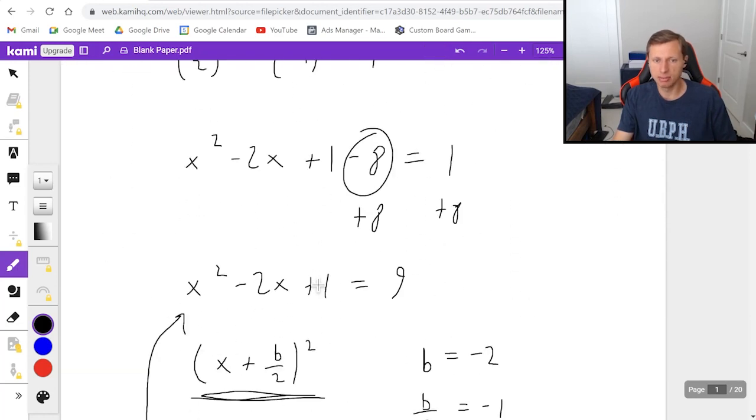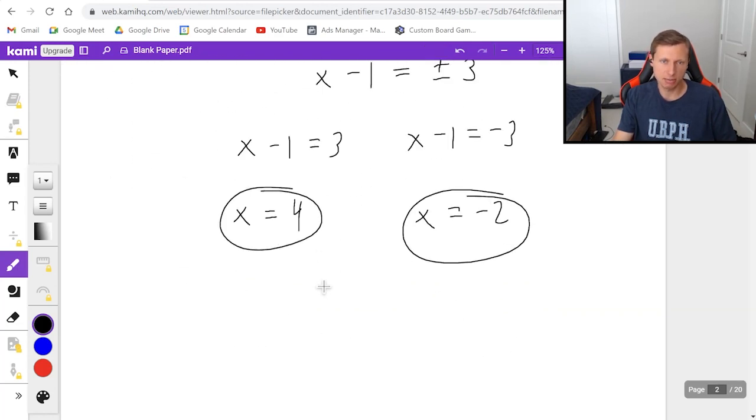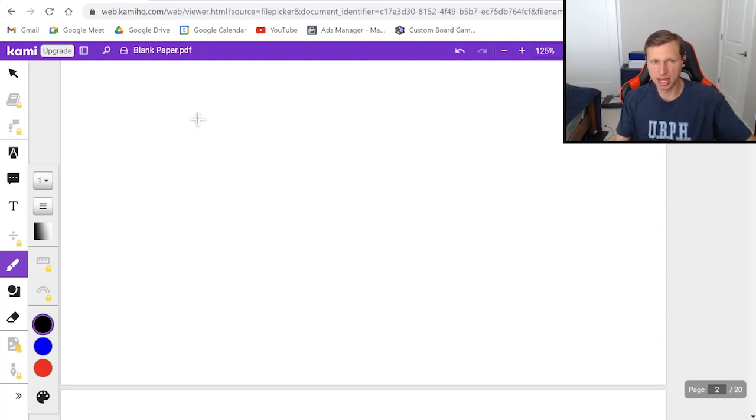I think I erased it, but yes, it is the exact same thing we got at the beginning when we just factored the normal way. So that proves that completing the square works. Now let's look at a few more examples today.